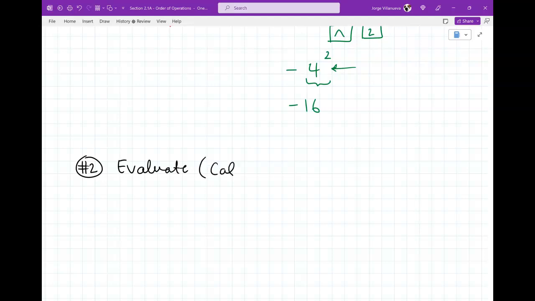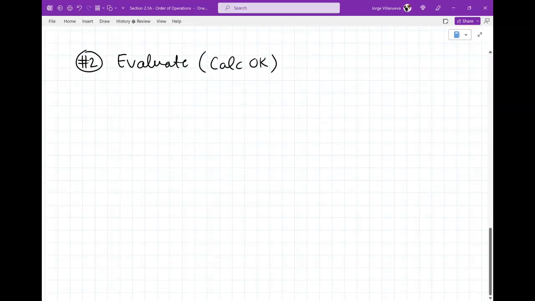I'm going to put calc is okay for these, okay? We're going to evaluate, and the calculator is going to be okay. So in this group, you guys have 5 different problems, so we're only going to do 2. So here's the first one.